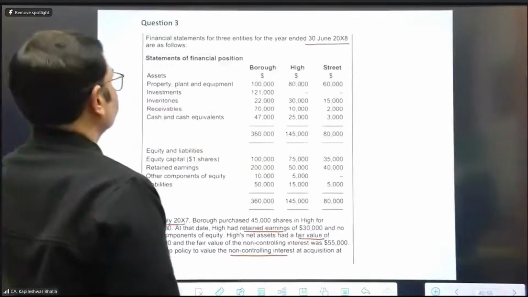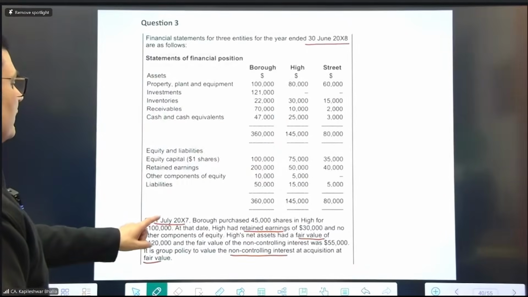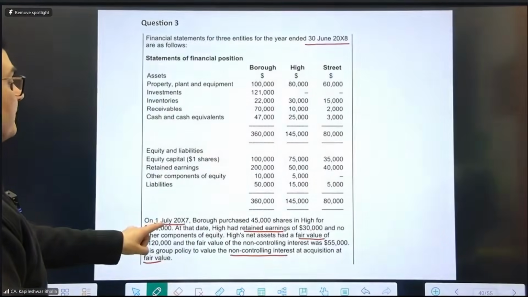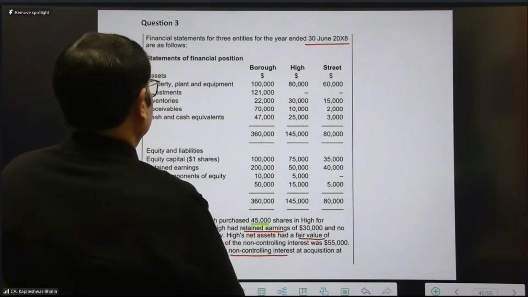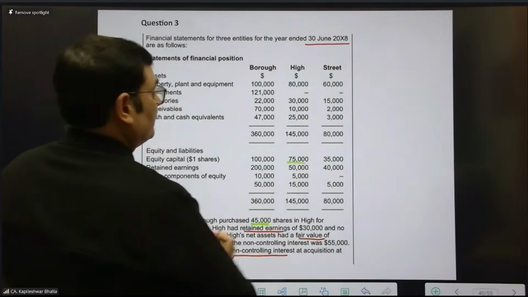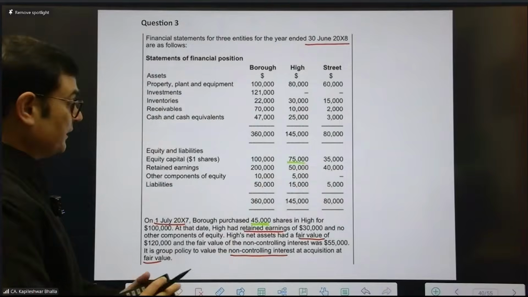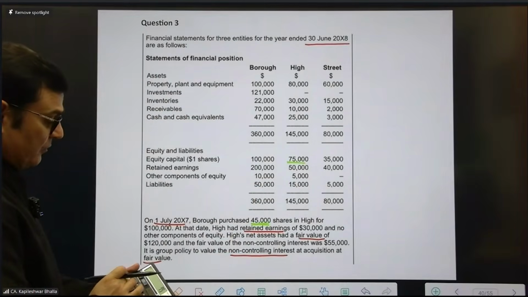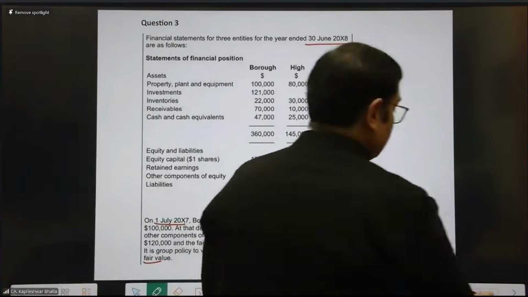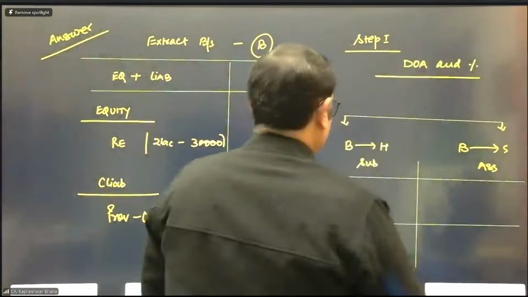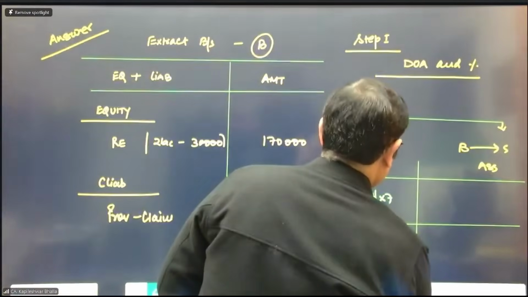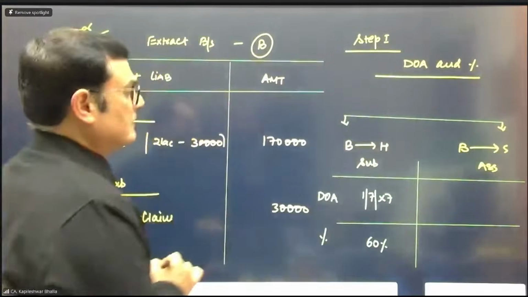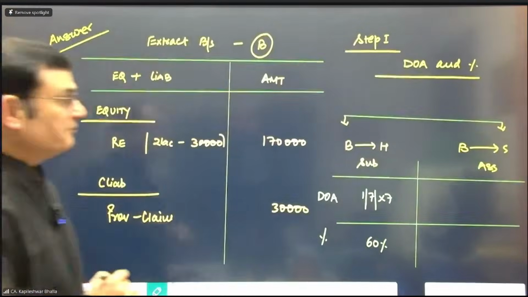Let's go back. So I'm given on 1st July X7, B purchased 45,000 shares and the total shares are 75. So let's see the percentage. 45 divided by 75, it is 60%. So date of acquisition is 1st July X7 and the percentage is 60% in the subsidiary.